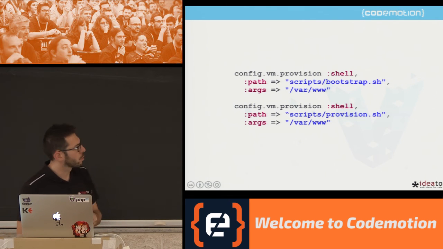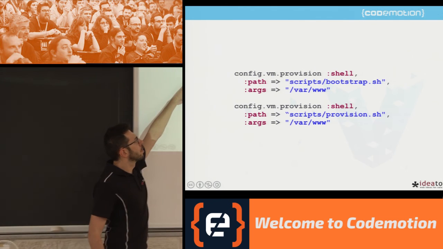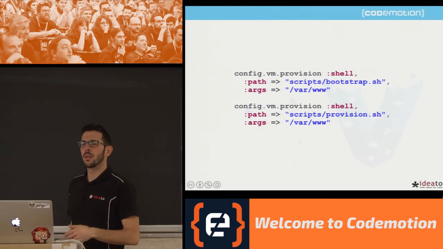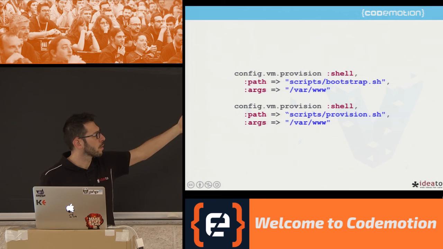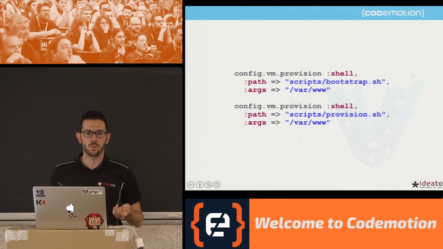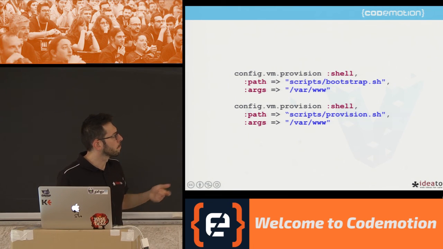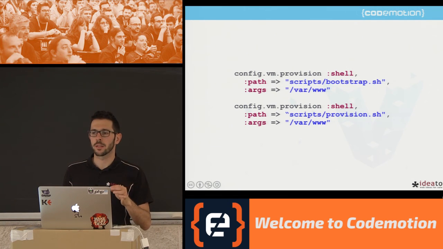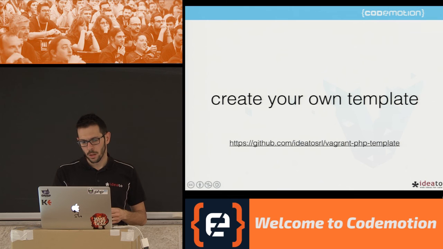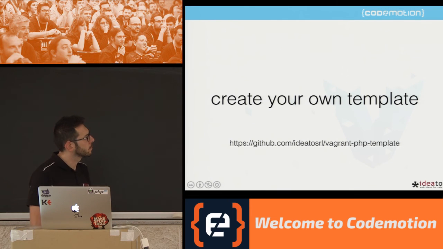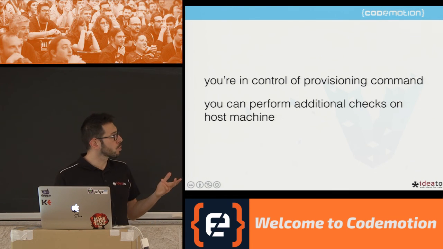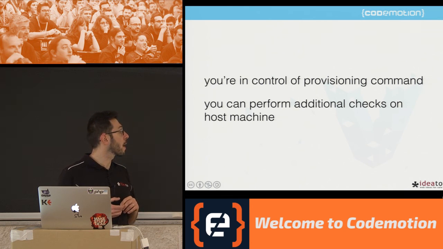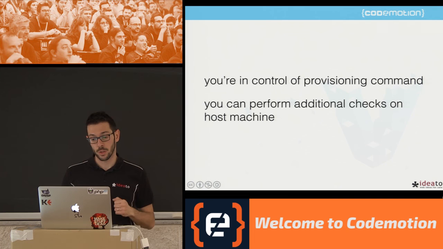My suggestion in general is to create Vagrant-independent provision scripts, which is not so difficult. Basically, you can create 2 scripts. The first one, bootstrap, tries to install the provisioning tool and stuff like that, and another one that just executes the provision. In this way, you don't have to depend on external tools, and you can be sure that the version you're going to install is the one you want. And also you can create your own template, like we did for our projects. In this way, you are in control of the provisioning command, as I said before, and you can perform additional checks on the host machine.